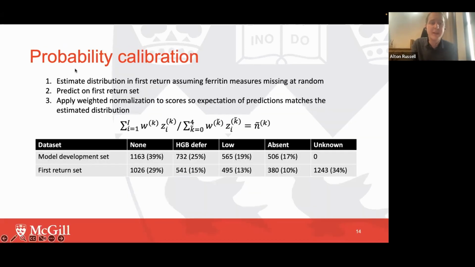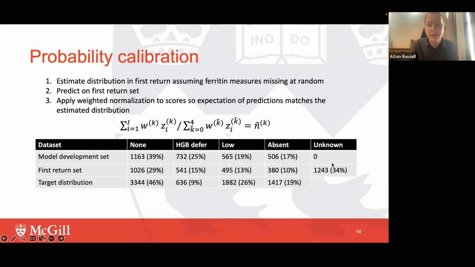In terms of probability calibration, this is where we take the model development data set, which has no donations with unknown iron status. Because those would be unlabeled, we remove those from the model development data set. But for a more representative picture of the distribution of outcomes at the return donations, we have this first return data set where about a third of the return visits was a completed donation, but we don't know whether the donor had low or absent iron stores.